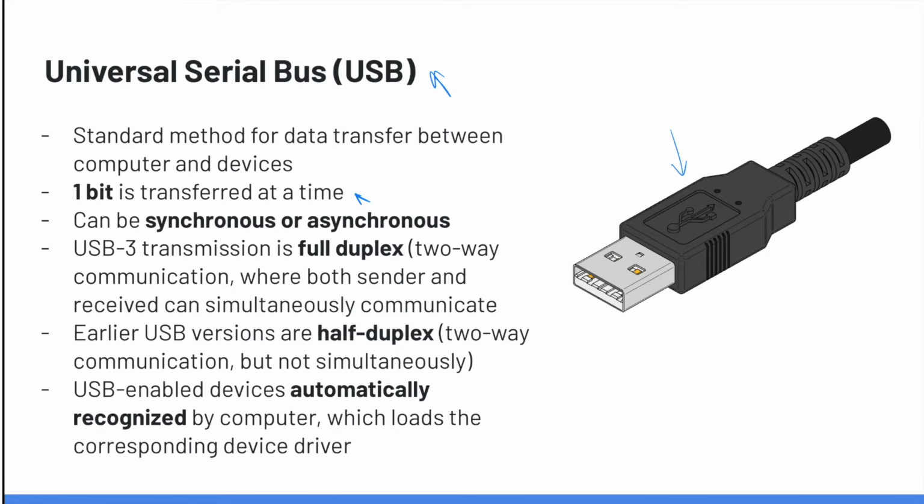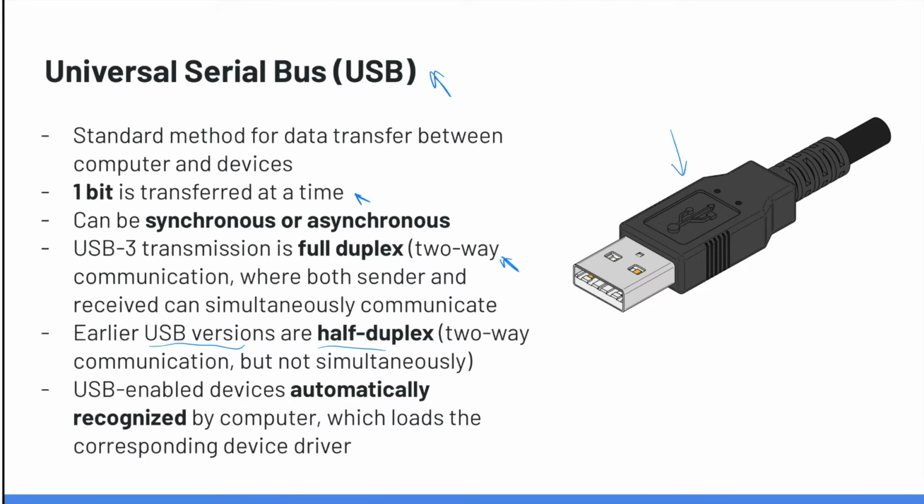And what USB 3 transmission indicates is that there's two-way communication, where both the sender and the receiver, the sender being the USB device and the receiver being the computer, can simultaneously send messages to each other back and forth. In the case of many more complex devices, this might be something like data packets or electrical signals. In earlier USB versions, only half duplex communication was possible. So two-way communication between the computer and the device, but not simultaneously.